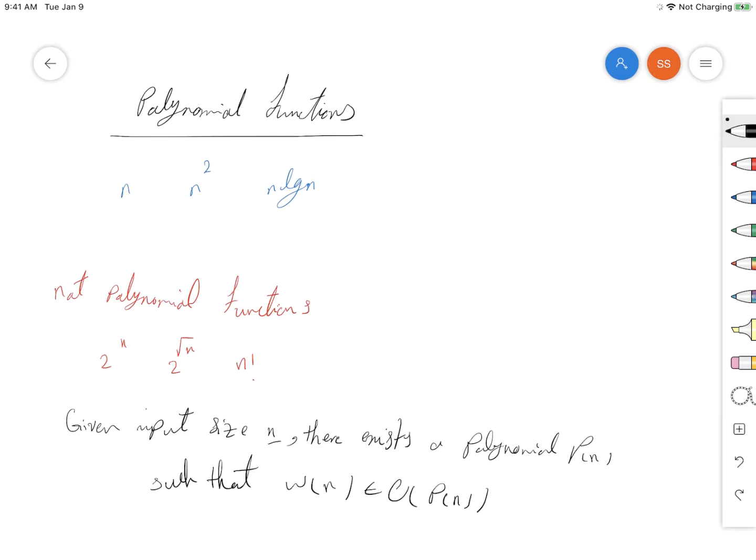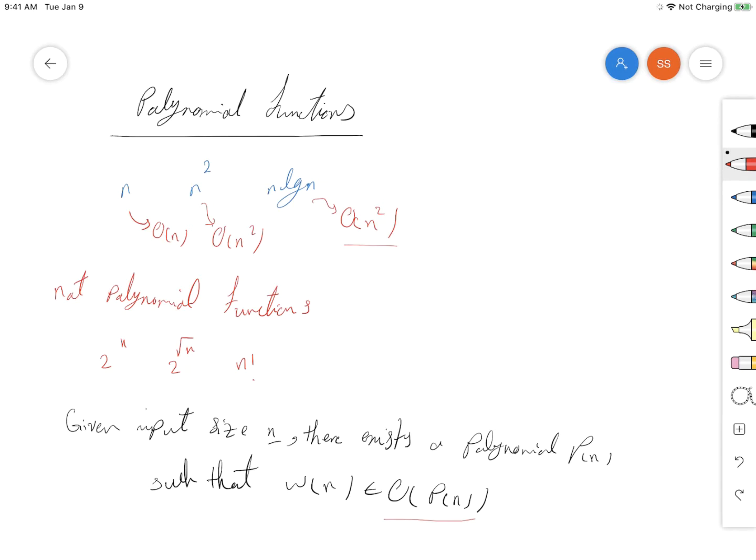So that's the definition of a polynomial time complexity: in the worst case, for an algorithm solving a problem with input size n, the worst time complexity is from the big O notation of P(n). So definitely n is from big O of n. N squared is from big O of n squared, and we can also say that n log n is from big O of n squared. So that's why we are saying that n log n is also a polynomial time complexity for an algorithm.